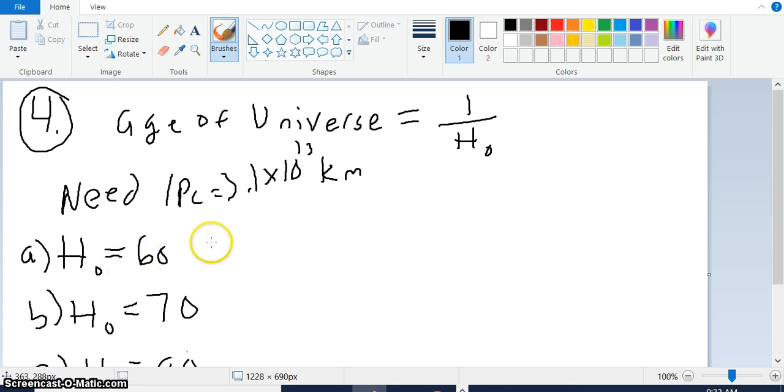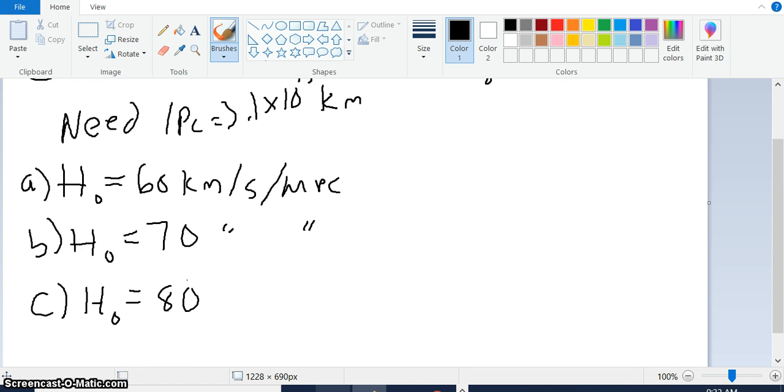And of course the Hubble constant is in units of kilometers per second per megaparsec. It's the same thing with the H0 of 70, which is the accepted one, and then the same thing for H0 of 80. So they want us to do it for all 3 of these. It's basically the same calculation over and over again.